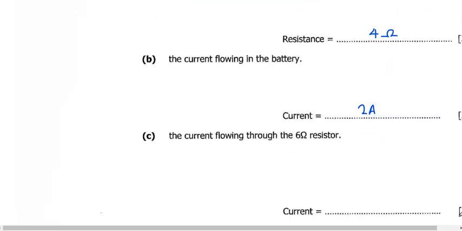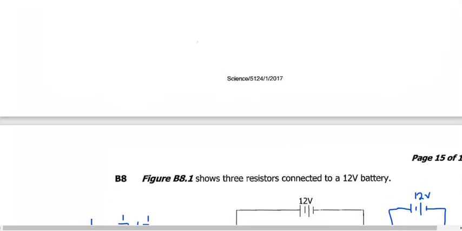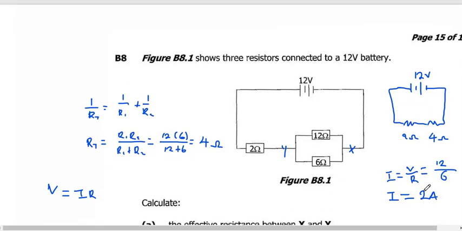Now the next question says, find the current flowing through the 6 ohms resistor. Firstly, you need to know that current at this point is not the same as current at this point, at this point, and at that point. But the current that is entering the battery is the same as the current that is leaving the battery. Apart from that, voltage is the same here, it's the same here, it's the same here.